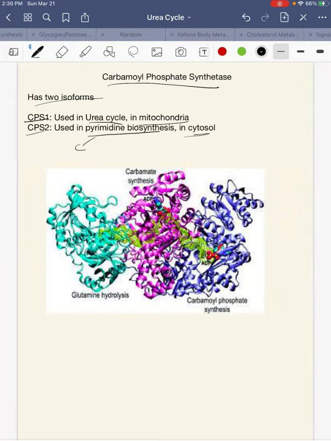So pyrimidine, these are like your C and T base pairs in nucleotides. So CPS is used in these. Okay, so we're not going to talk about that. We're talking about CPS1 in this lecture, but it's important to be aware of CPS2 as well.